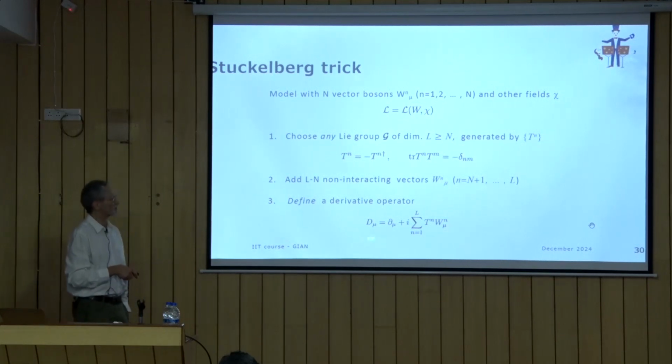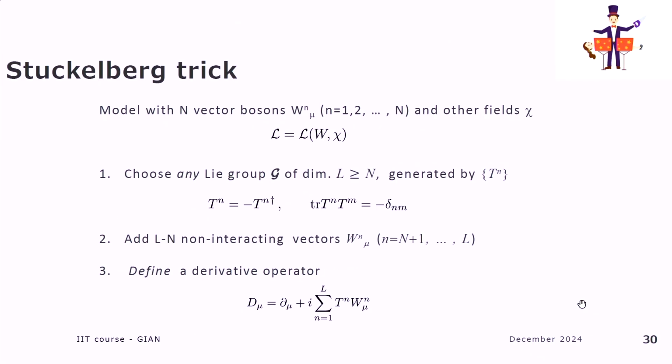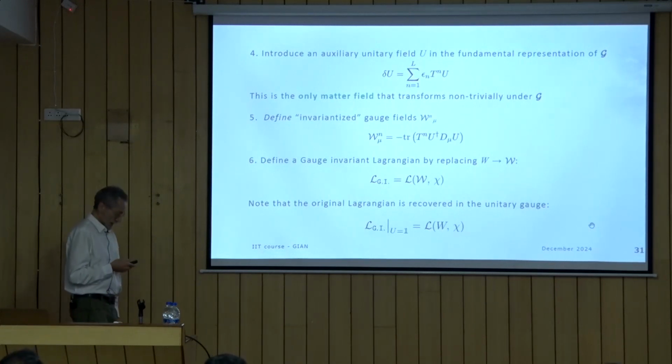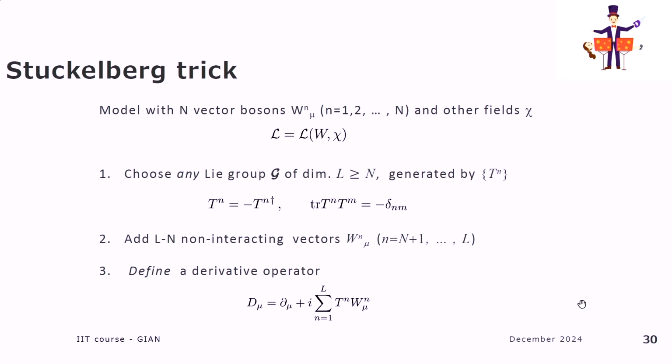And I define a derivative operator that looks familiar. It is a covariant derivative. It has the d_mu, it has the W's, and it has the T. Next comes the creative part of the proof from Stueckelberg. I can say anything. Oh, I'm sorry. Before I go, let me emphasize that the W's will become the gauge fields of this gauge group, but the chi's do not transform at all in this construction. They are singlets under this construction.